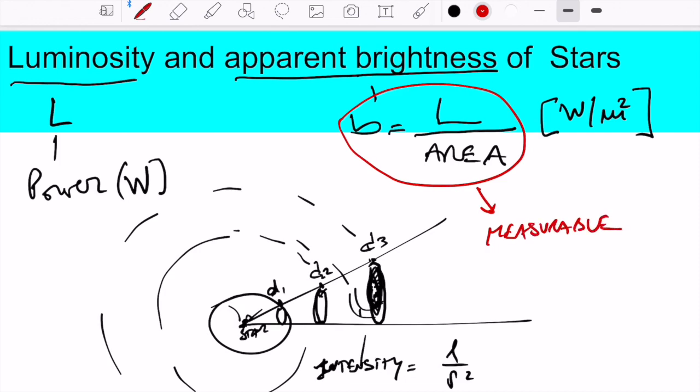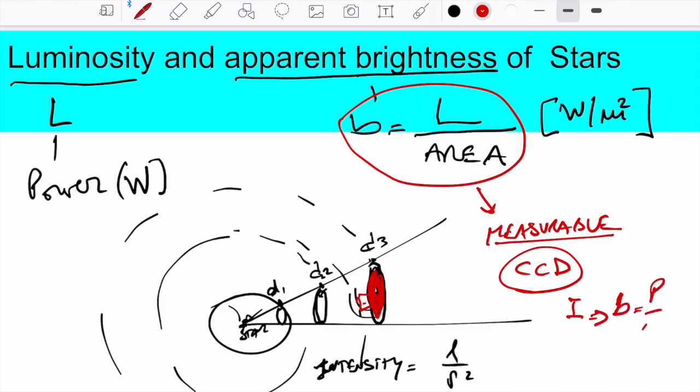Why? Because we can use telescopes sitting in a certain place, like, suppose this is the Earth, and we have a telescope, and the telescope has a charge coupled device, which is like a capacitor of light. They absorb photons of light and create an image like our retina does, right? So there is a way of measuring the amount of intensity, that is, the power per unit area. That is B. Power per unit area, right?